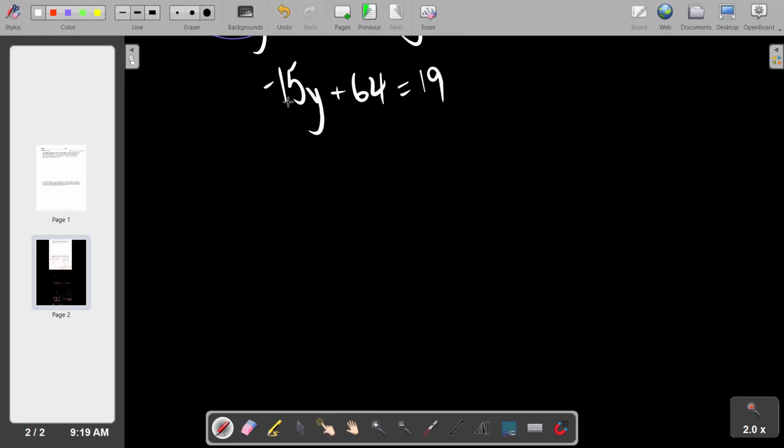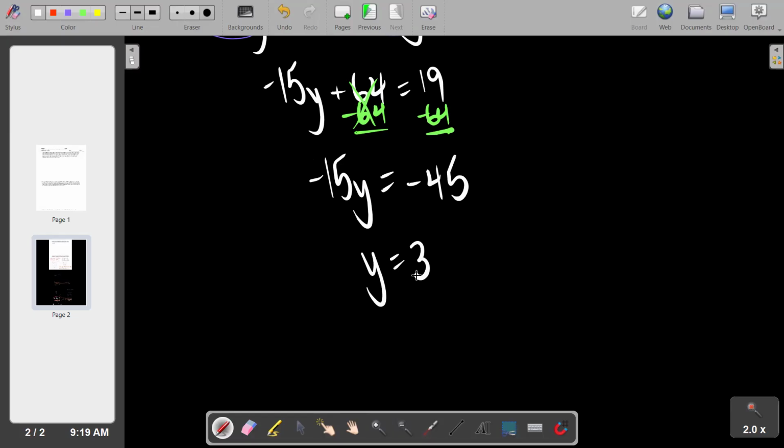When I'm just working on my own, I would have already subtracted 64. So I'm going to get negative 15y equals, and again, you cannot say 83. If you say 83 here, you should get detention for that. We are not just putting 64 and 19 together. We are subtracting 64 from both sides, just like we always have. We wind up with negative 15y equals negative 45. And then when we divide both sides by negative 15, we get 3.